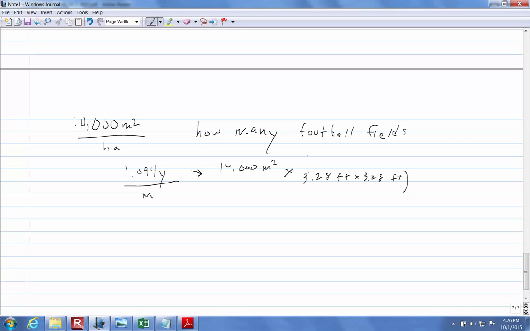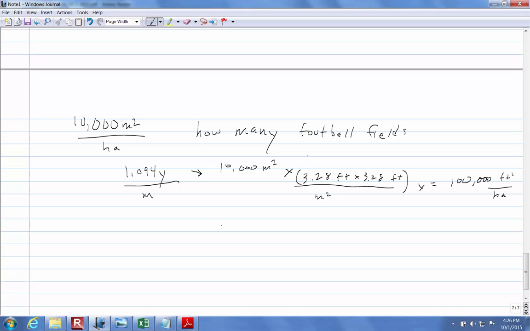There we go. Now we've got square feet per square meter. So that's about 9, or 10, right? It's about 10. So we've got about 100,000 square feet in a hectare, right?